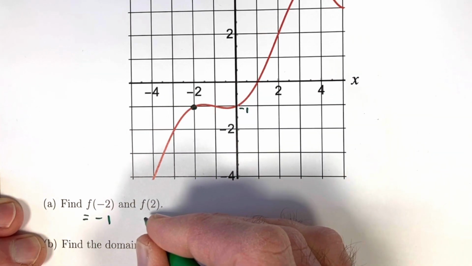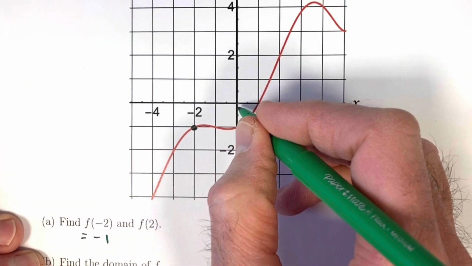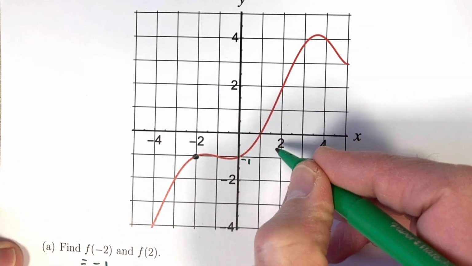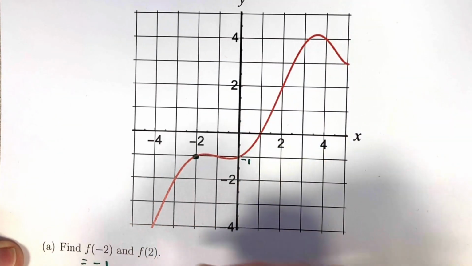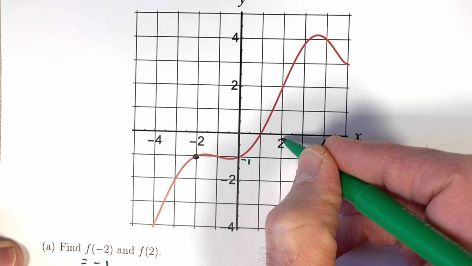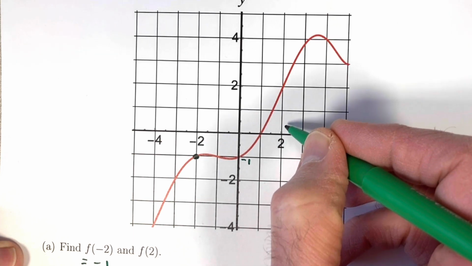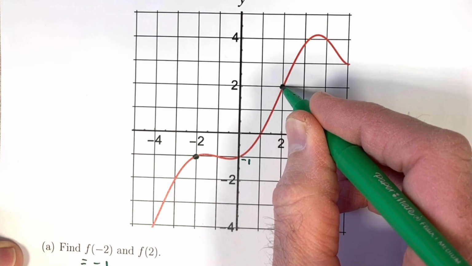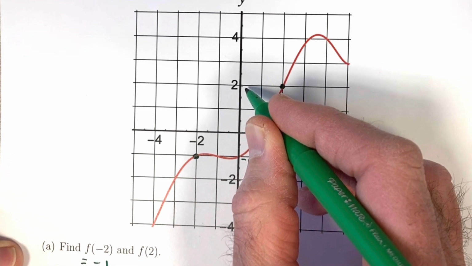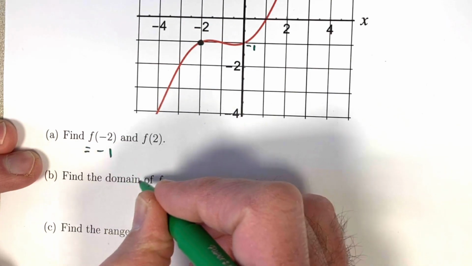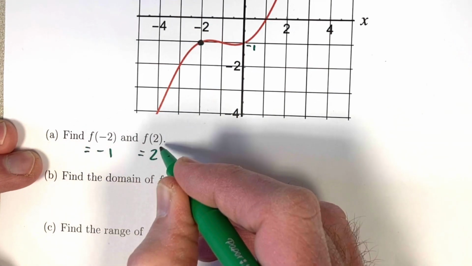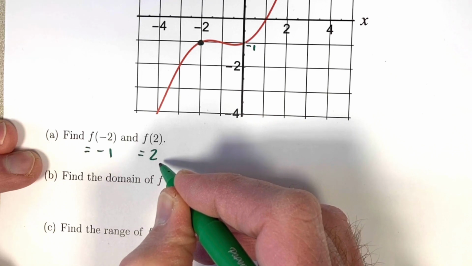How about f of +2? Again, go to the x-axis. That's the input. The y-axis is the output. You don't see a y here, it's not a big deal. Find f of 2. We go up to the graph in this case, and look at this point and its second coordinate. Its second coordinate is y equals 2. That means the output here is 2. F of -2 is -1. F of +2 is +2.